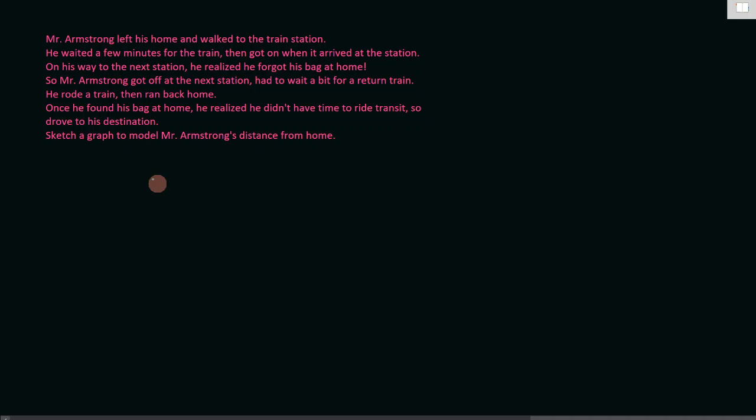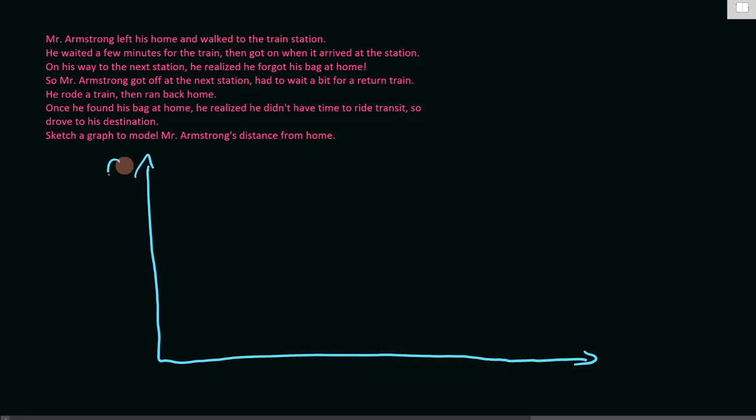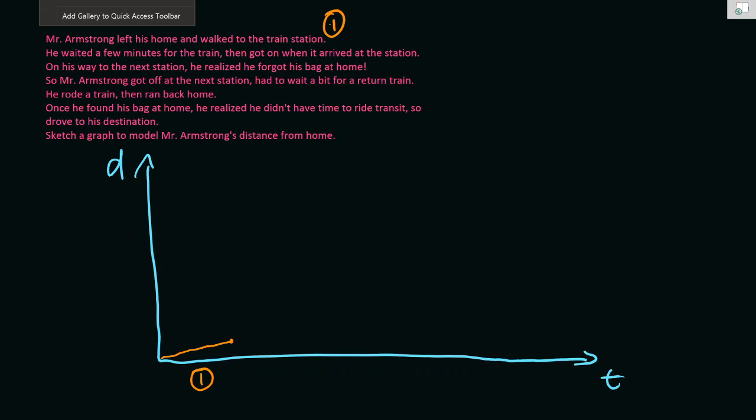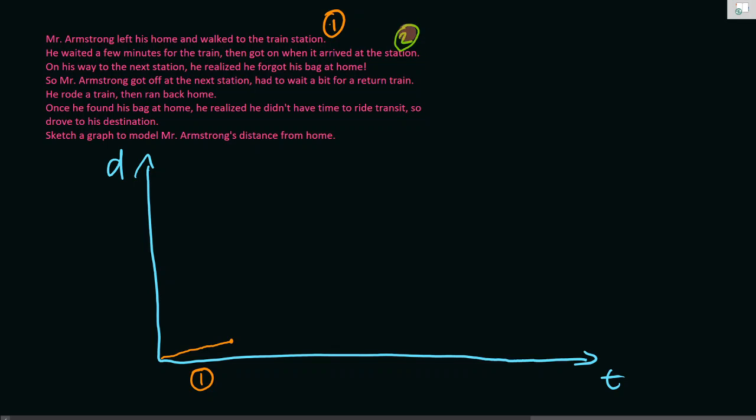Armstrong's distance from home. Okay, so let's do the same thing here. This is my distance. This is my time. Okay, so let's label these different sections. He left his home and walked to the train station. Let's call that our first interval. So walking to the train station, probably not that far, probably pretty slow. So this is going to be my first time interval. When I got to the train station, I waited a few minutes for the train. Okay, so that's me waiting for the train.